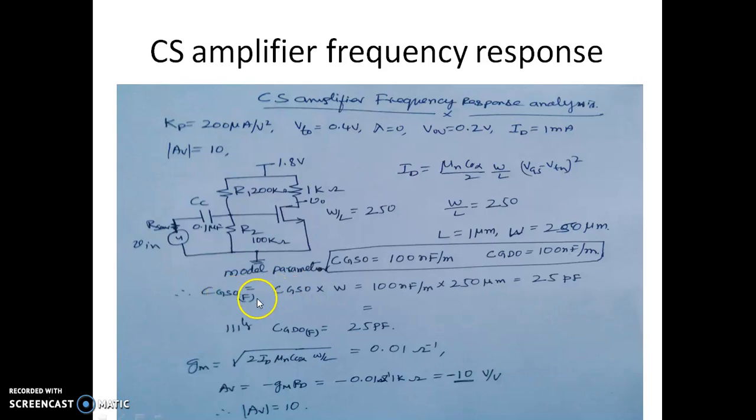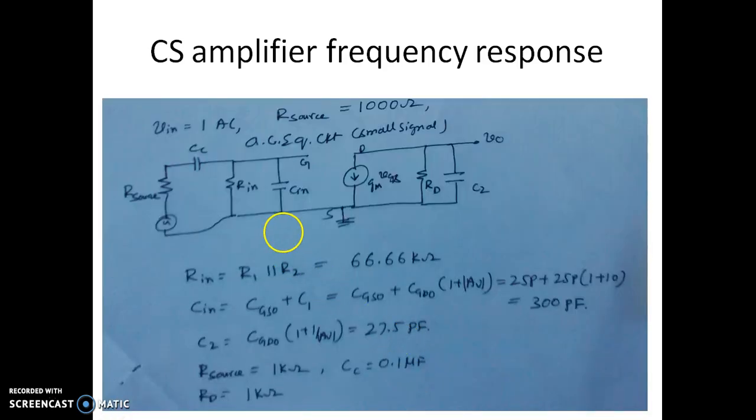So CGSO in farad is CGSO in farad per meter multiplied by the width of the transistor. In this case it happens to be 25 picofarad. Similarly CGDO is also 25 picofarad. So gm is given by the equation root of 2 ID mu n Cox into W/L. Substituting the values, we get it as 0.01 ohm inverse. We know the expression for the voltage gain in the midband is given by gm into RD, which comes out to be minus 10 volt per volt. So the magnitude will be 10.